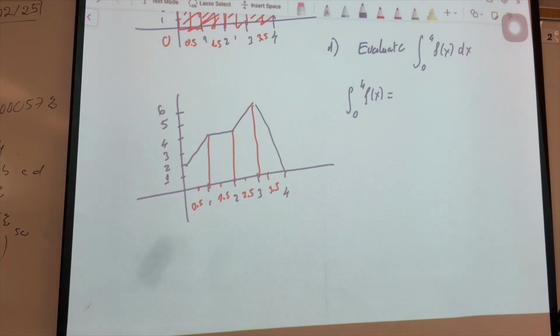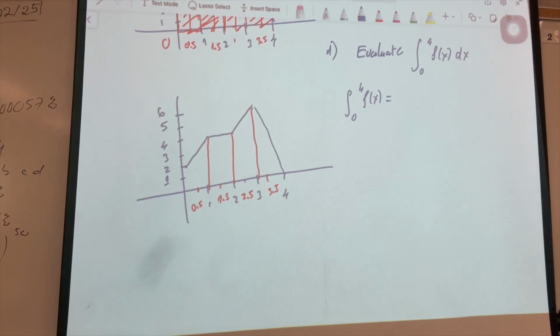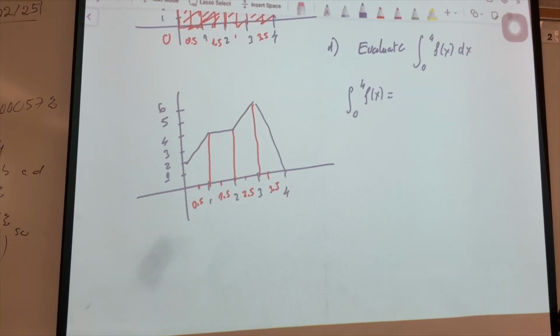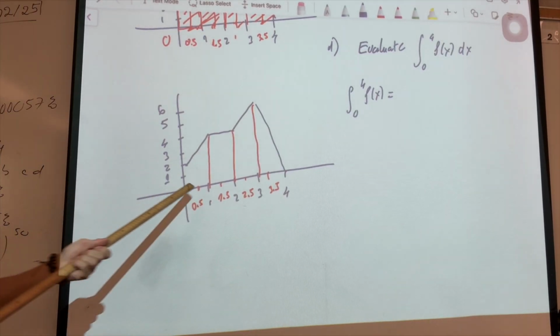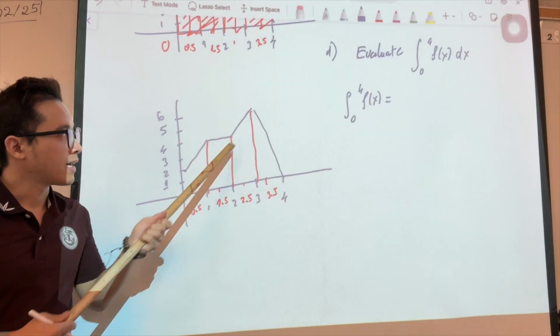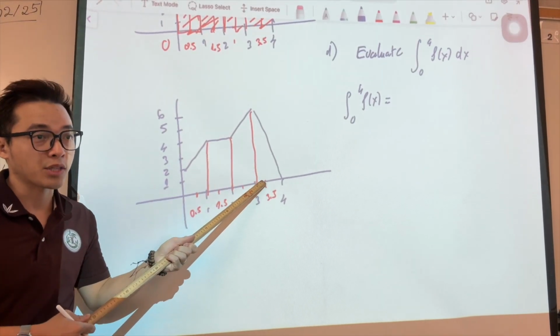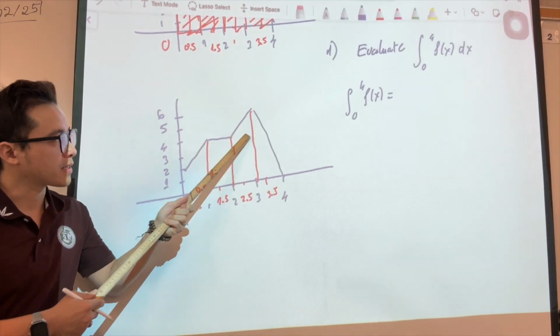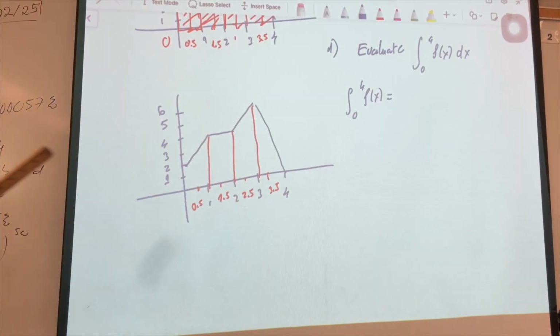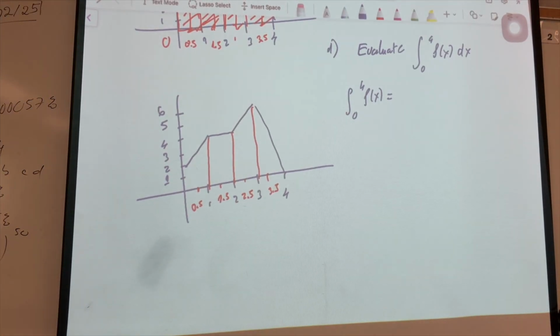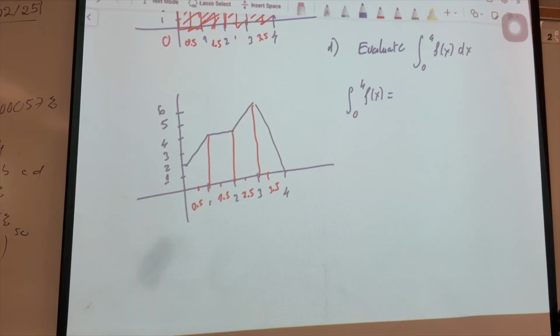How do you find the area of this? Okay, area of this one easy, right? Area of this one easy. How about area of this one? Also easy because a triangle. How do you find the area of this trapezoid? How do you find the area of trapezoid? Base 1 plus base 2, times height over 2. Yeah. Try it.